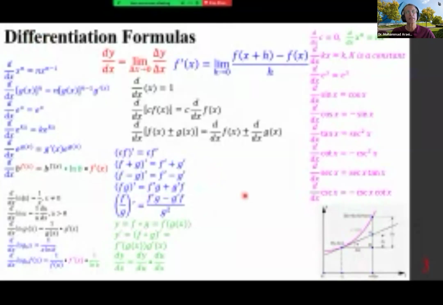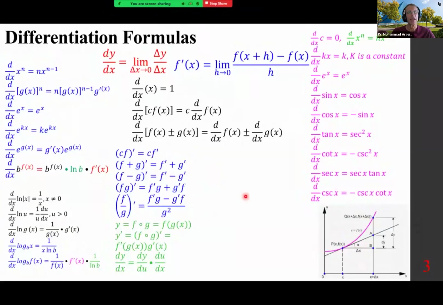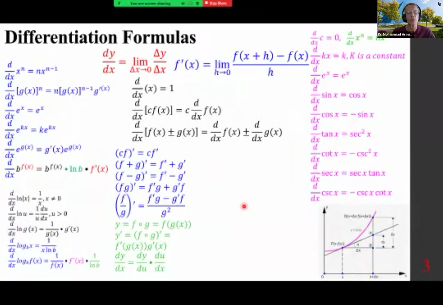Especially for the sake of the last section, 4.6, anti-derivatives or integration, we need to be very comfortable with differentiation formulas so we can go with the reverse process. Various formulas are given to you here.